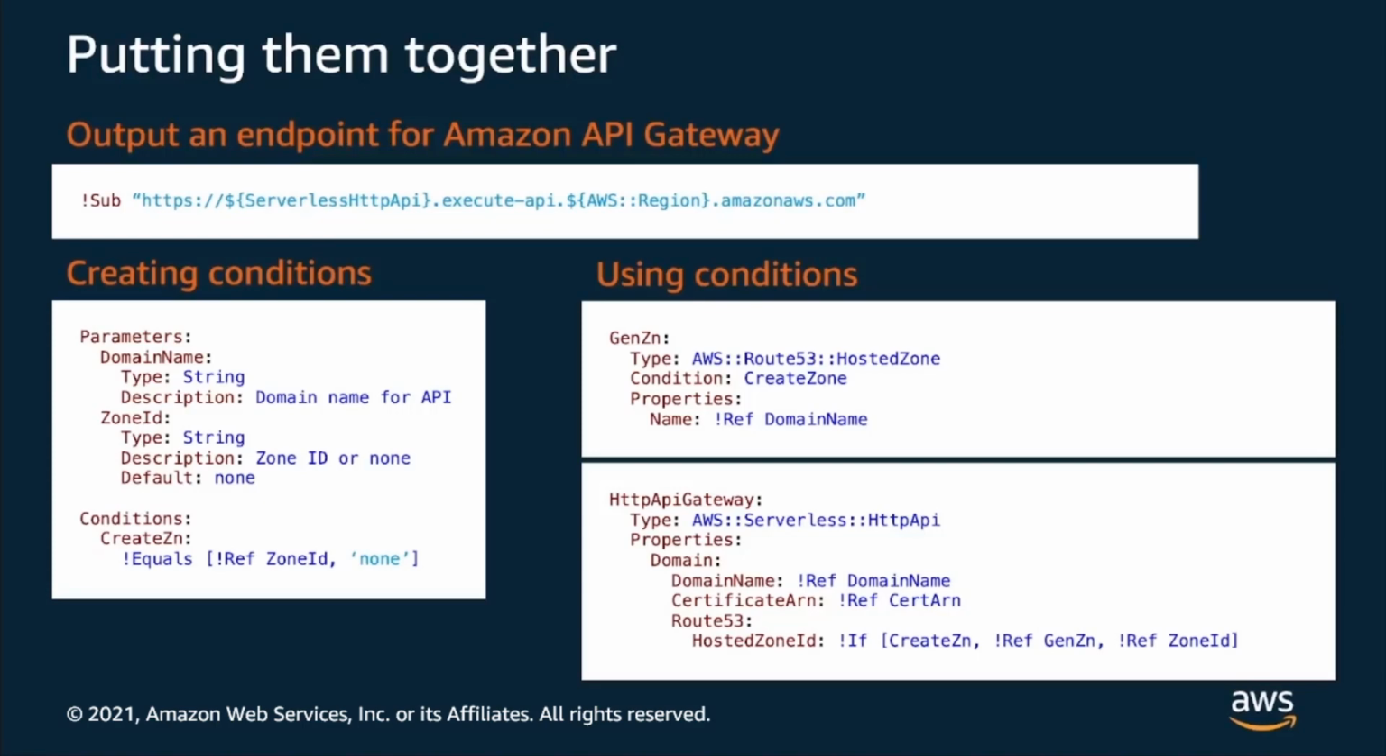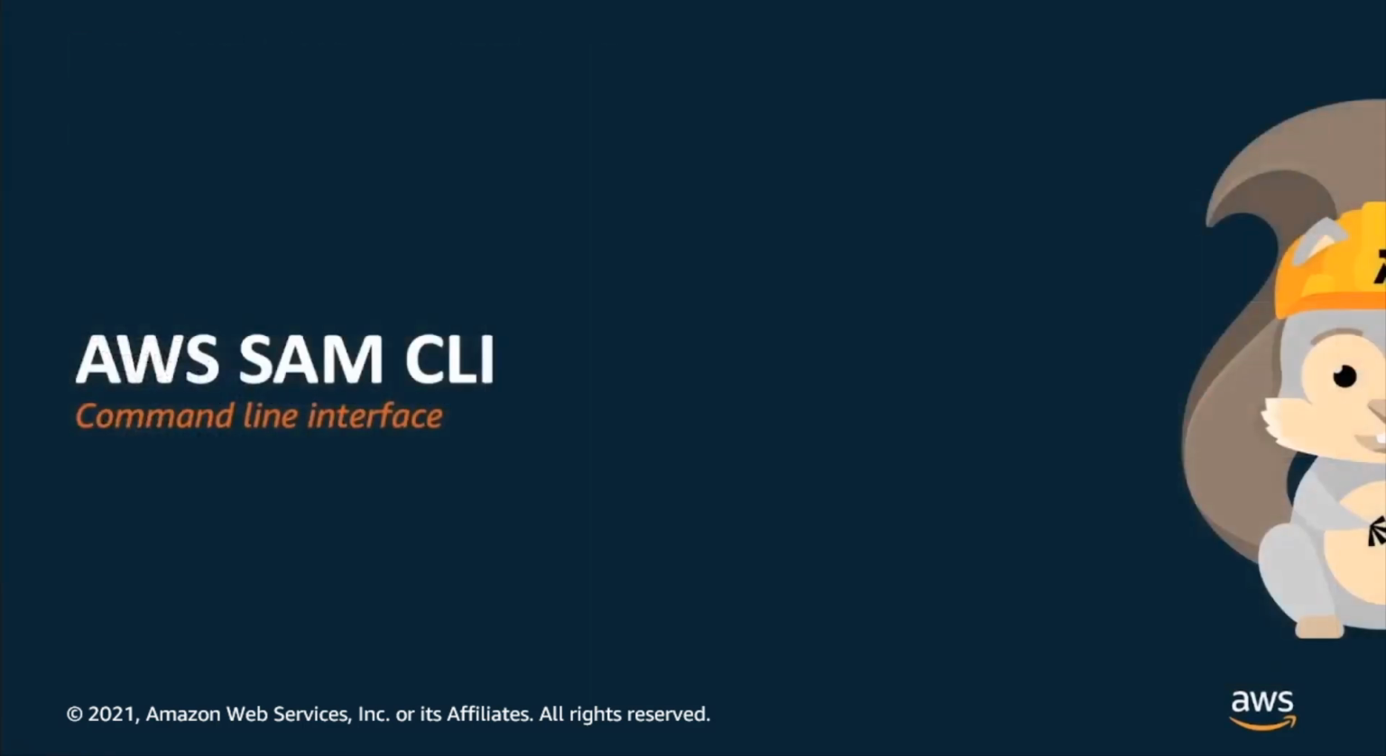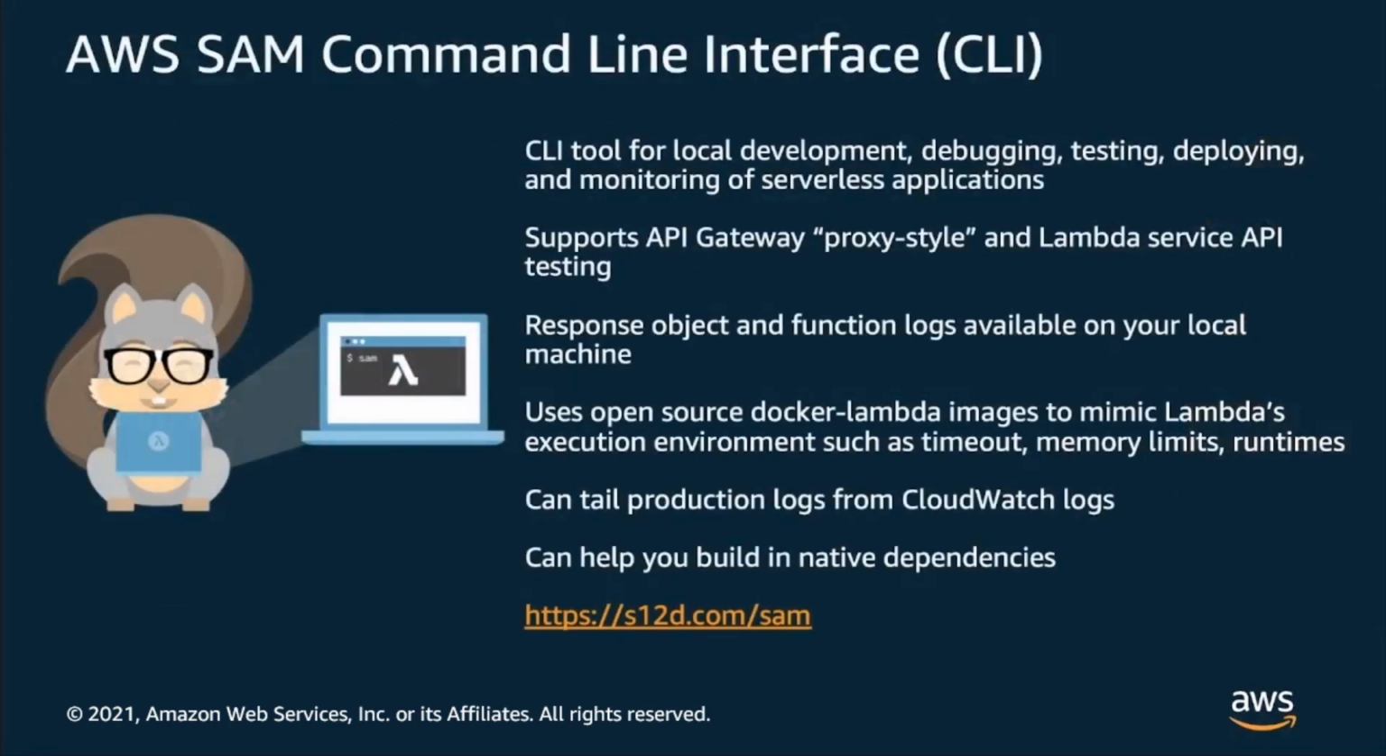All right, so that covers the transform. And now we're going to drop into the AWS SAM CLI. Right, and the AWS SAM CLI, again, like we talked about, is a tool for local development, debugging, testing, deploying. It supports API gateway, proxy style for testing. You can grab logs from live functions, and it'll help you build in native dependencies. And you can learn more about installing this at s12d.com/SAM, but we're going to talk quite a bit about it now.